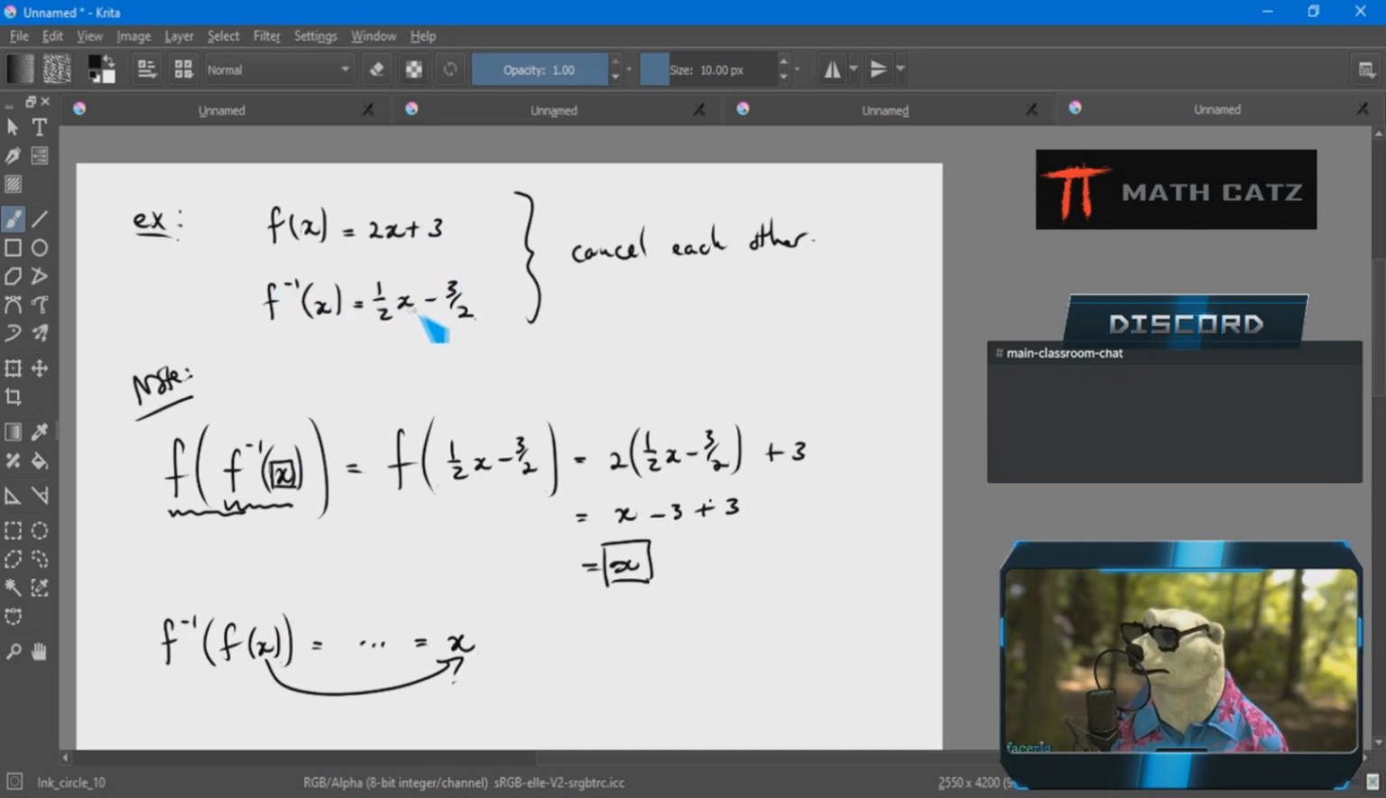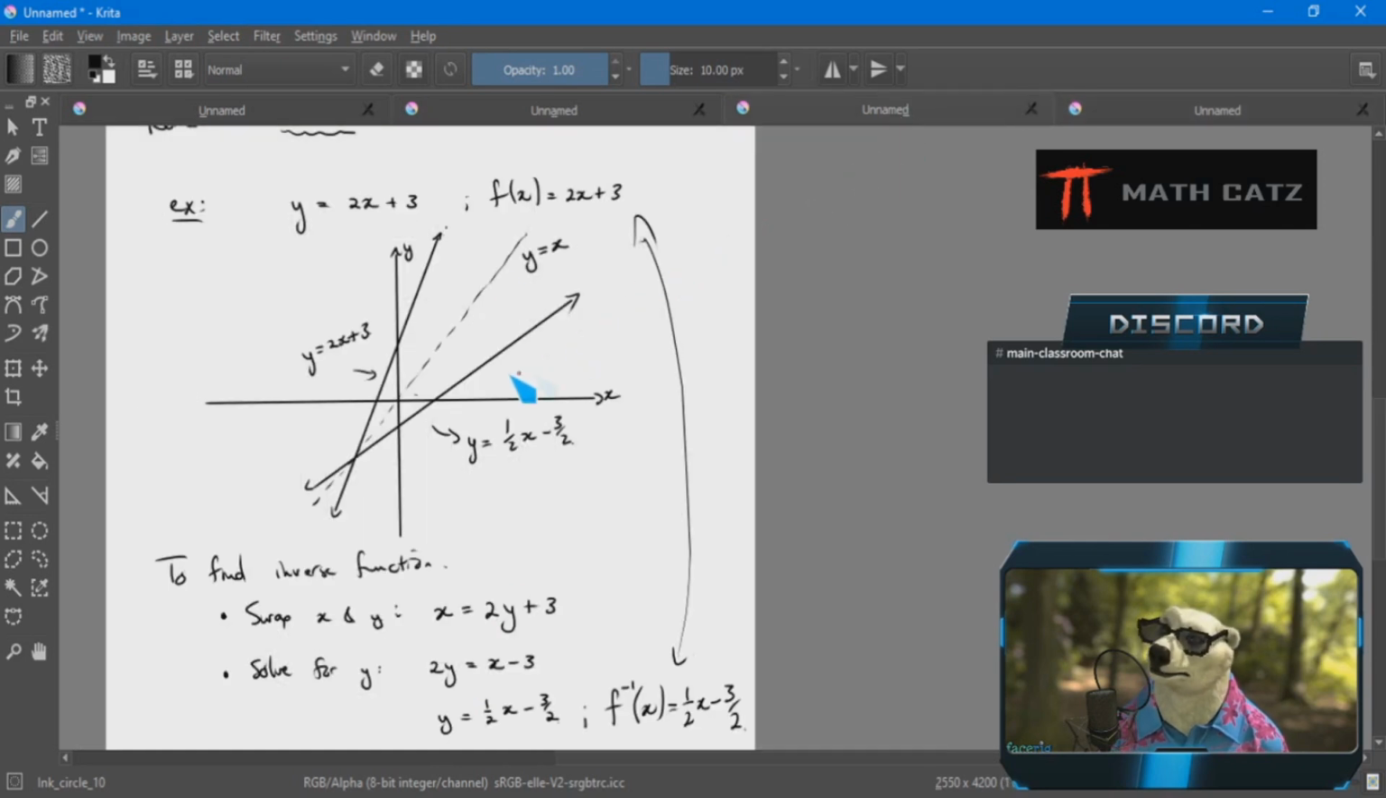The answer is not just x anymore. The x is in a calculation. Yet when I do one and then the other one on top, it cancels that effect, and I just get the original input back. So they cancel each other. Though graphically it's not obvious that that is what's happening.